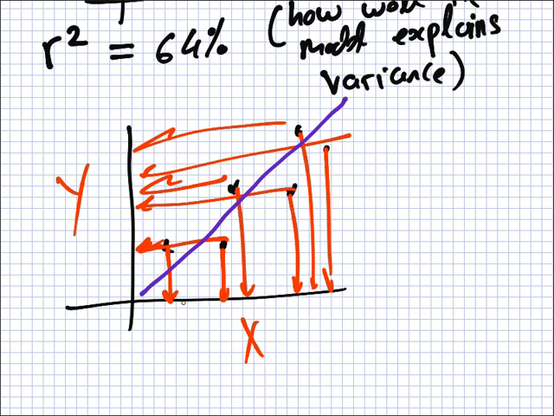Now, the moment you draw a line, you are starting to explain why the y is different. Why is this y value different to this? Before you drew the line, you had no explanation. They were just different values. But now that you drew the line, you can say, these values are different because their x values are different.